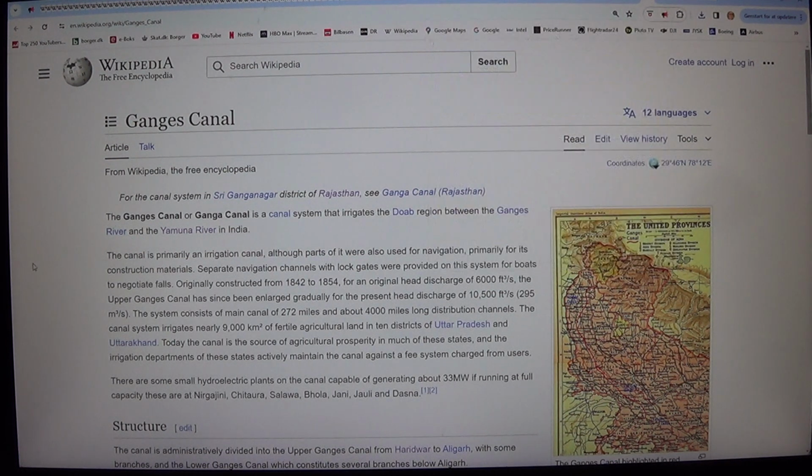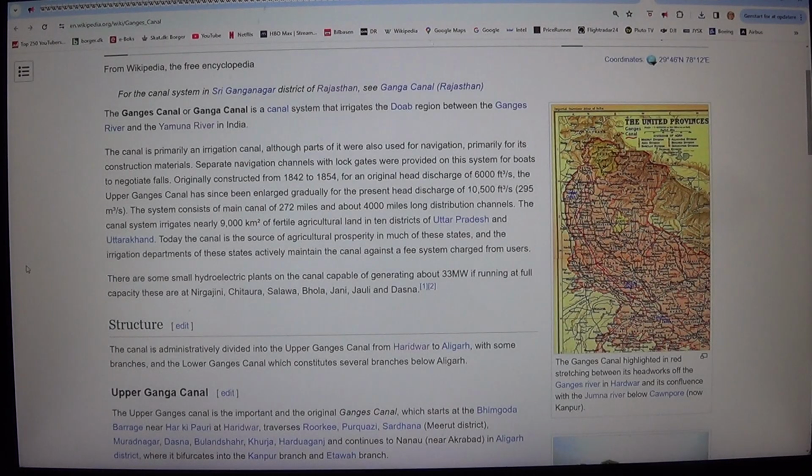Ganges Canal. For the canal system in Sri Ganganagar district of Rajasthan, see Ganga Canal, Rajasthan. The Ganges Canal or Ganga Canal is a canal system that irrigates the Doab region between the Ganges River and the Yamuna River in India. The canal is primarily an irrigation canal, although parts of it were also used for navigation, primarily for its construction materials. Separate navigation channels with lock gates were provided on this system for boats to negotiate falls.